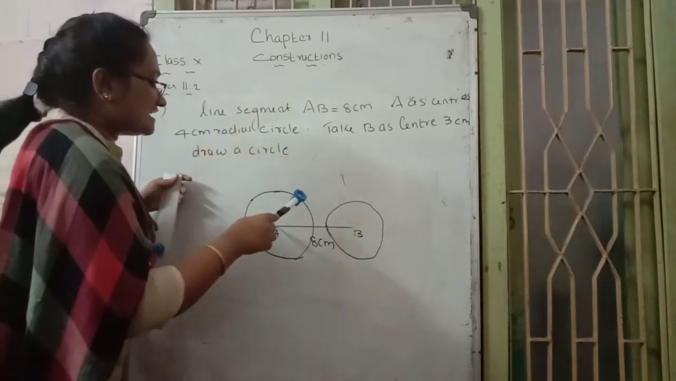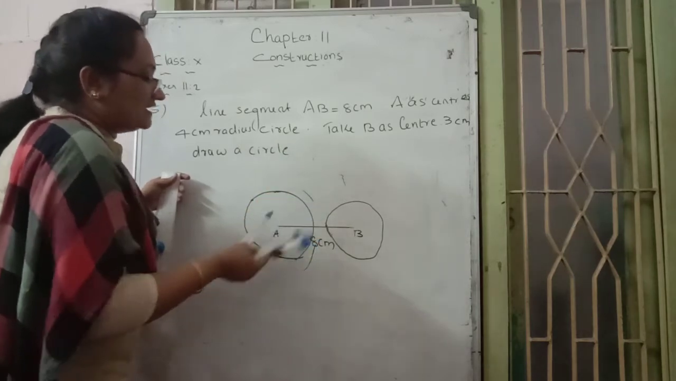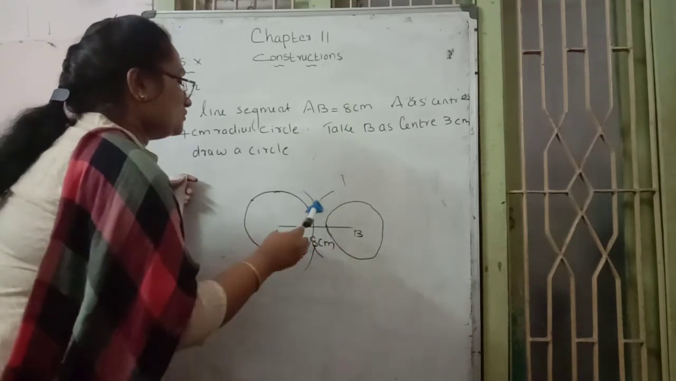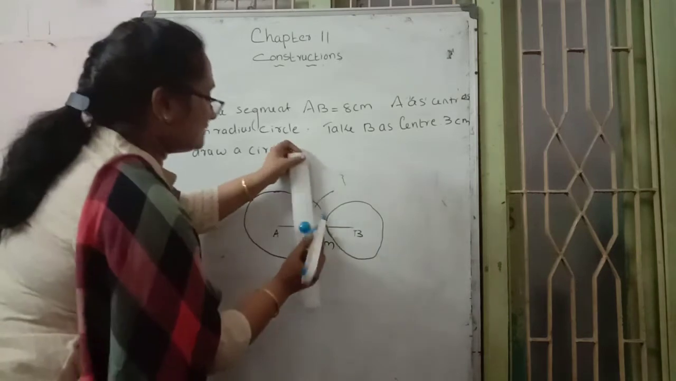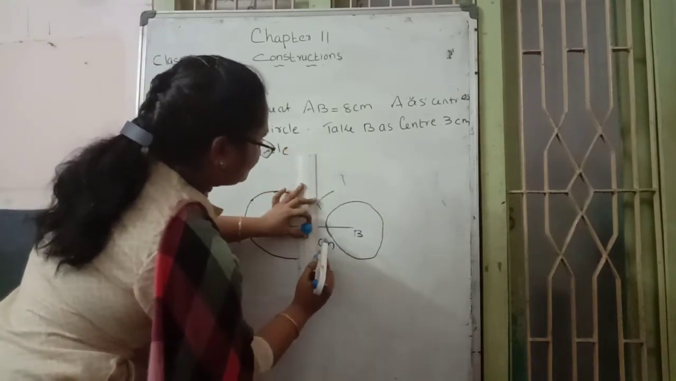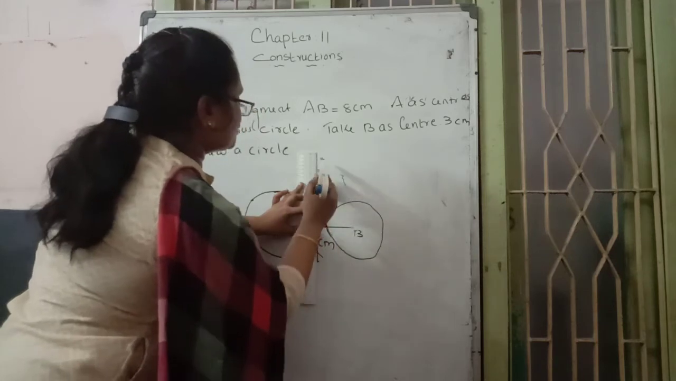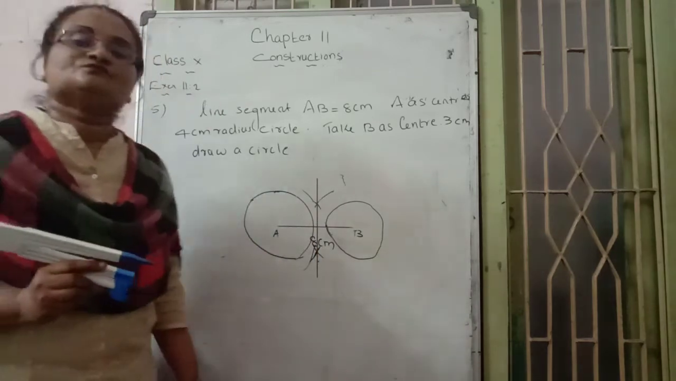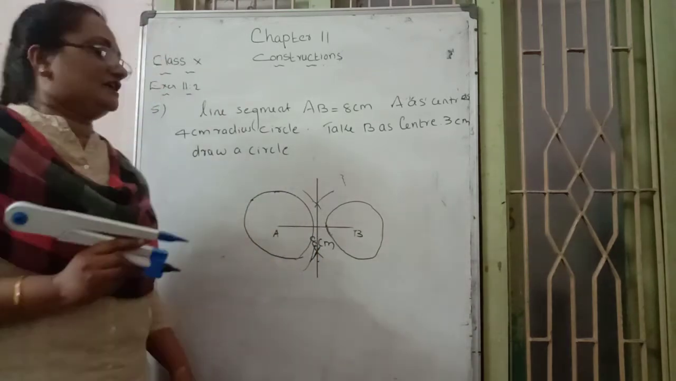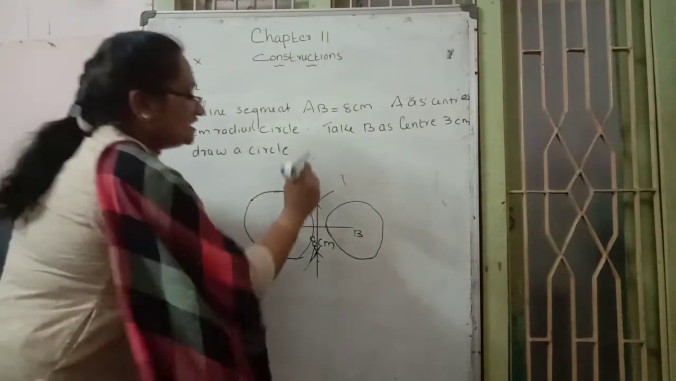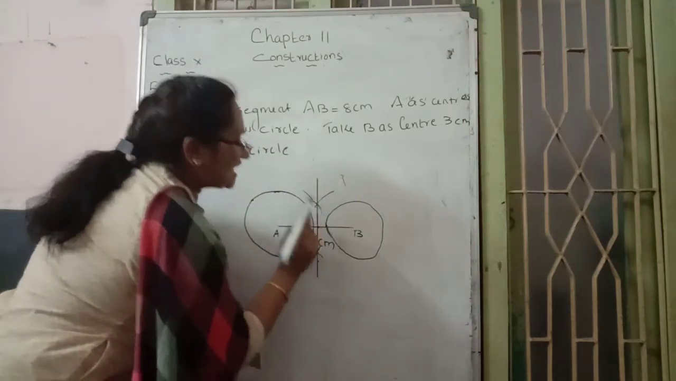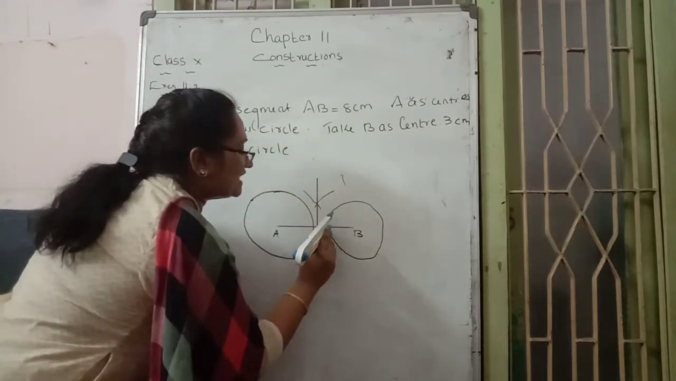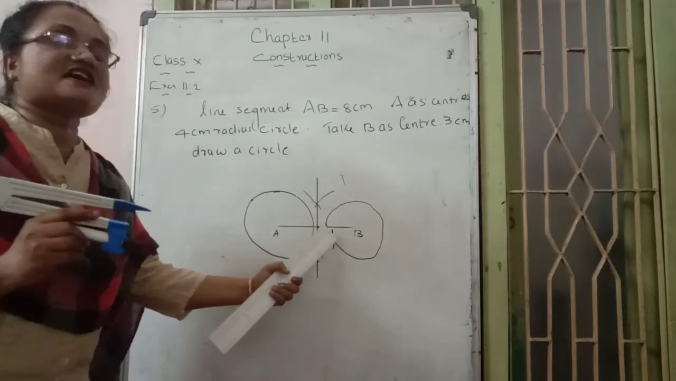Take A as center and draw an arc up and down. Take B as center and draw opposite arcs up and down. Join the intersecting points of both arcs with a straight line. This is the perpendicular line for the AB line. The perpendicular bisector intersects the AB line, and that point we mark as O dash.